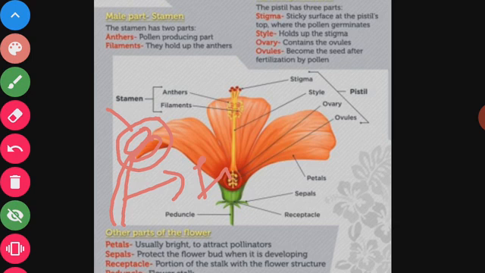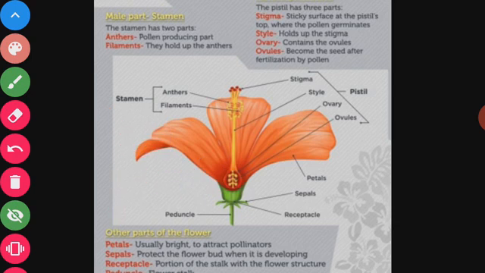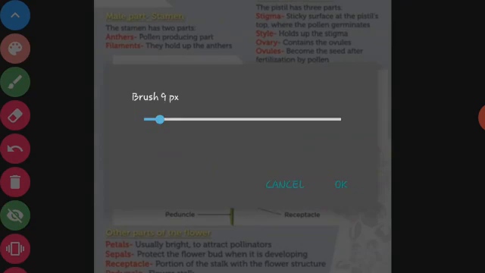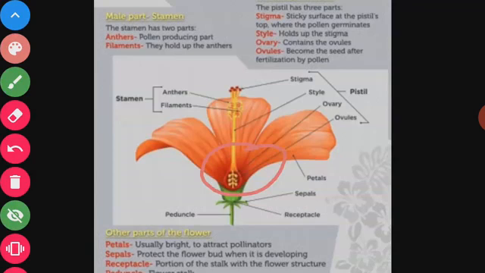Now, the female reproductive part of the flower: the carpel or pistil. In the center of the flower, as you can see in the figure here, there is a flask-shaped structure. This flask-shaped structure is known as the carpel, or we can say pistil. The carpel or pistil is the female reproductive organ of the plant.